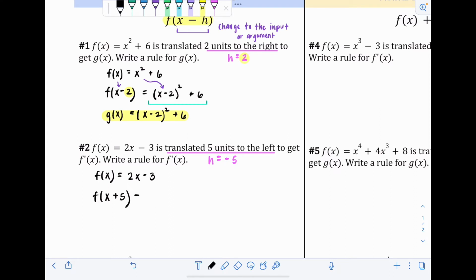And then what that means for our actual function is, wherever x is inside the parentheses or inside the argument, change it to x plus 5. So does every single x in the function. Again, if there's more than one, you would change all of them.